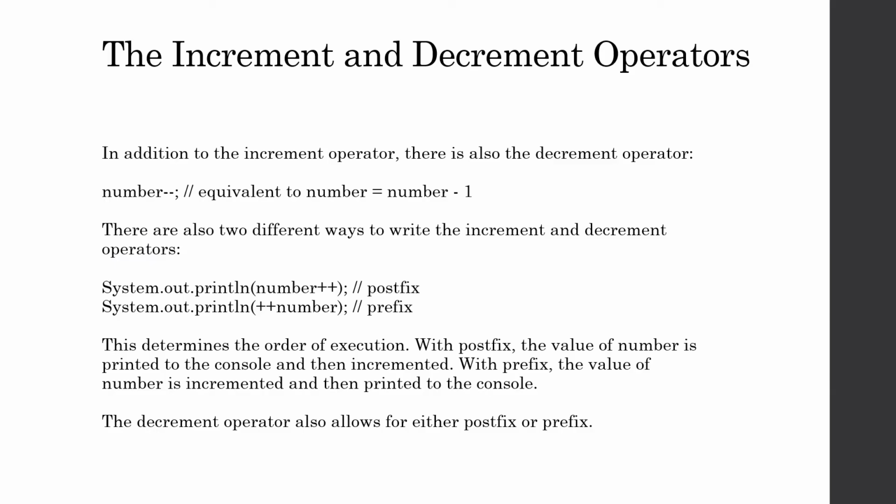So as I've just demonstrated, whether we do postfix or prefix is going to determine the order of execution. With postfix, the value of number, that variable, is going to be printed to the console and then incremented. With prefix, the value of number is incremented and then printed to the console. So we just invert the order. Additionally, the decrement operator also allows for either postfix or prefix. So you can do the same thing with the minus minus operation.